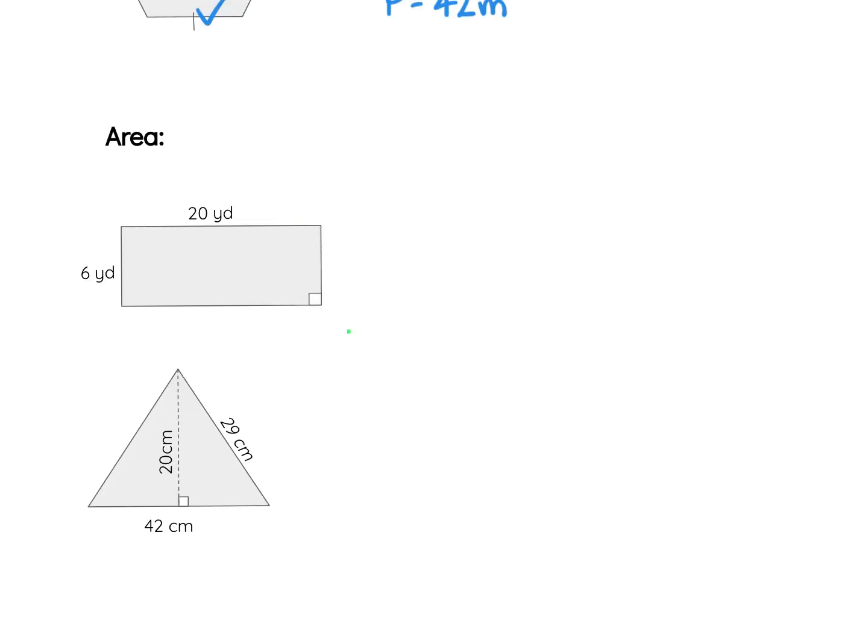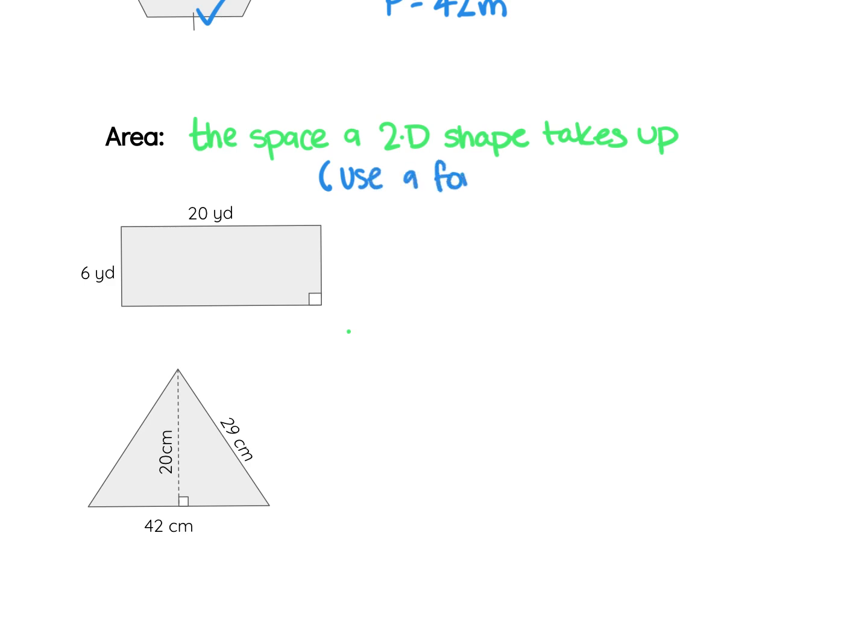The area of a shape is the space a two-dimensional shape takes up. So we're going to write that. The space a two-dimensional, I'm just going to write 2D, shape takes up. And to find area, there is a formula for whatever shape you are trying to find the area of. So we're going to use a formula for area.